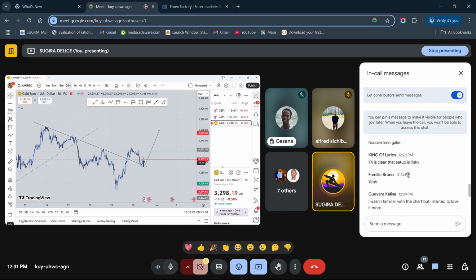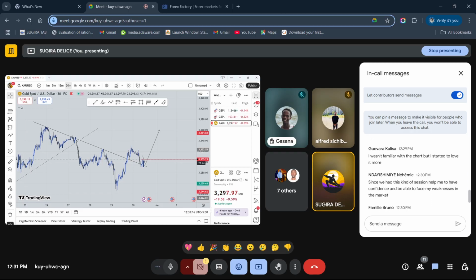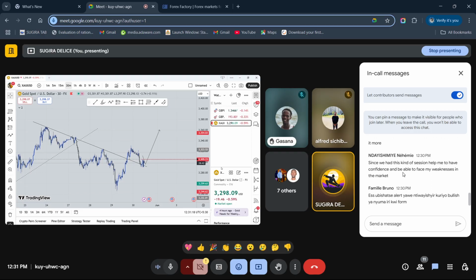Yeah, I wasn't familiar with the chart, but I started to love it more. Since we had this kind of session, it helped me to have confidence and be able to face my weakness in the market.